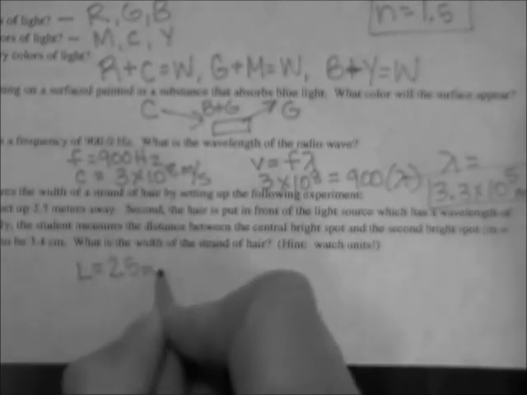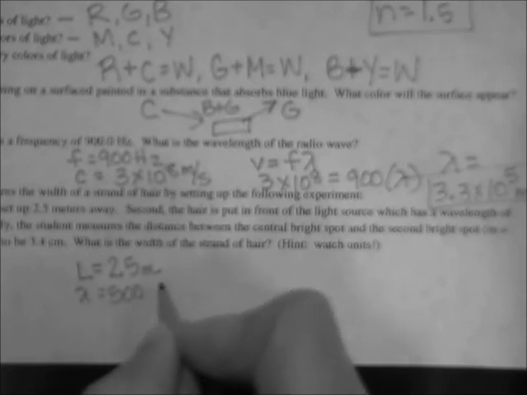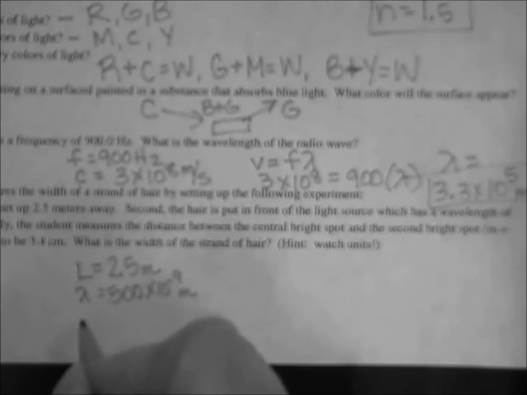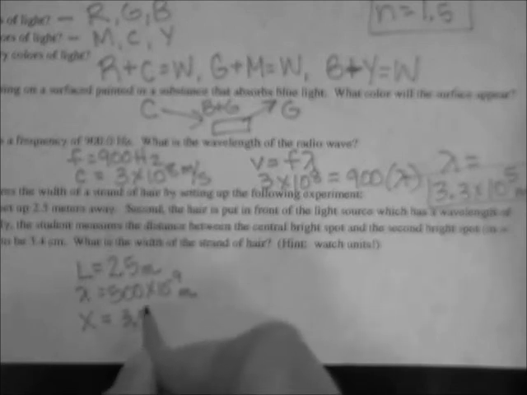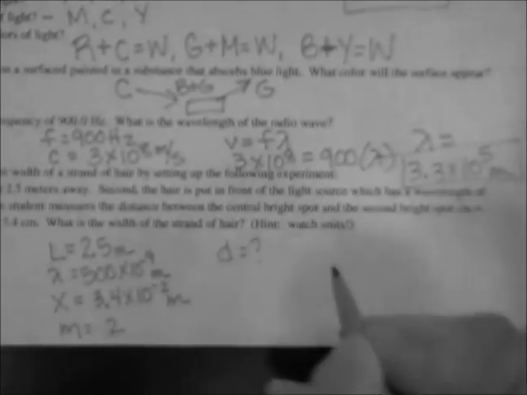Okay? Then the last one here quick. A student measures the width of a strand of hair, setting up the following experiment. First a screen is set up 2.5 meters away, so that's our L variable. Second, the hair is put in front of the light source, which has a wavelength of 500 nanometers, so that would be 500 times 10 to the minus 9 meters. And the student measures the distance between the central bright fringe and the second bright spot, so that's X, to be 3.4 centimeters, or 3.4 times 10 to the minus 2 meters. And our m value would be 2, because it's the second bright spot. What's the width of the strand of hair? So we're looking for d.